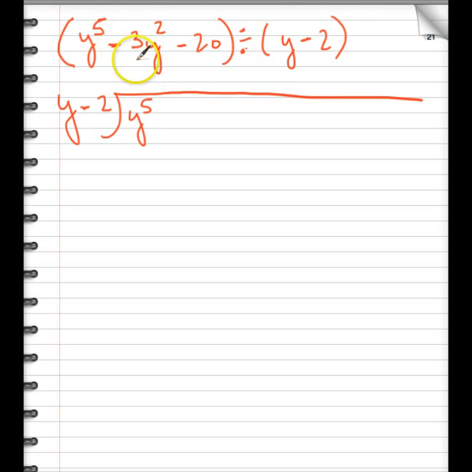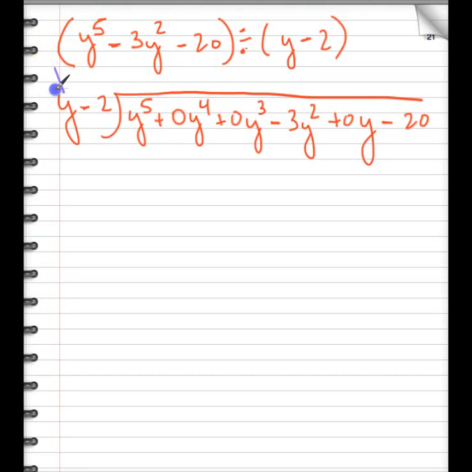There is no 4th power here, so we keep a placeholder for it, 0y to the 4th. There is no 3rd power, so we keep a placeholder for that, 0y to the 3rd. We do have a squared term, that's minus 3y squared. There is no linear or 1st power term, so that's plus 0y. And we do have a constant, minus 20. Okay, although this is long, it's the same process. So here we go.